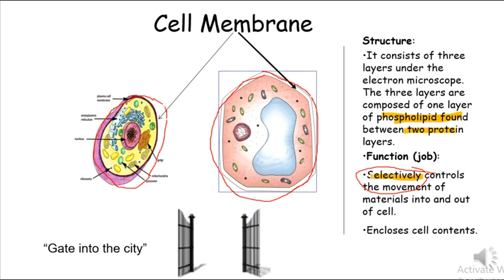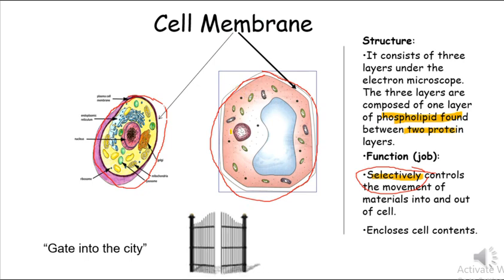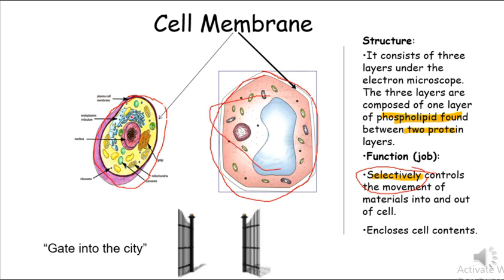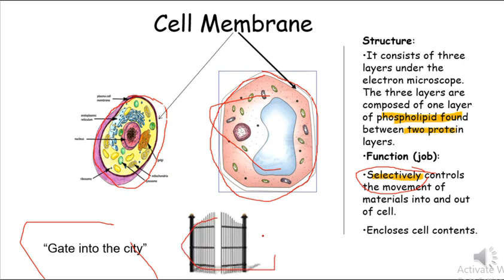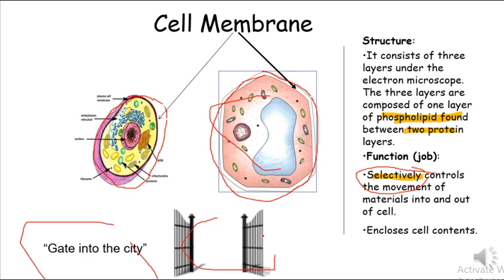Then it also encloses the cell contents. As you can see here, the contents are inside. It encloses them. Then you can describe this cell membrane as a gate into the city. As you can see, the gate into the city selectively allows certain goods or people to enter into the city. That's why we compare it with a gate into the city.